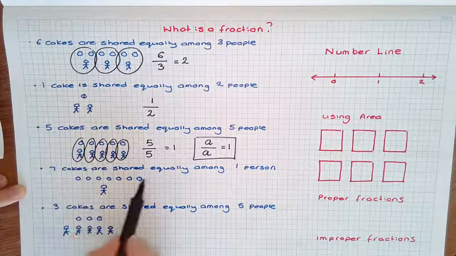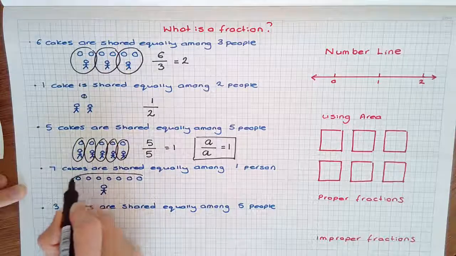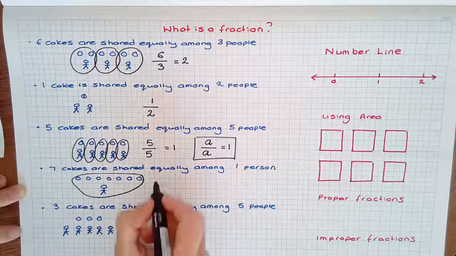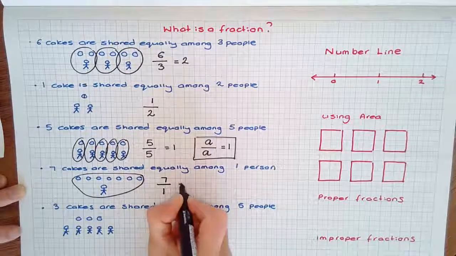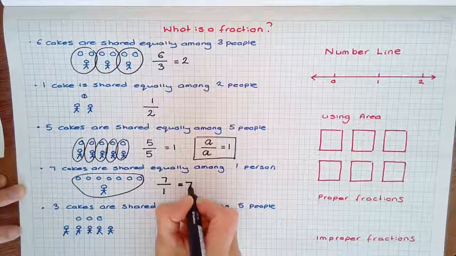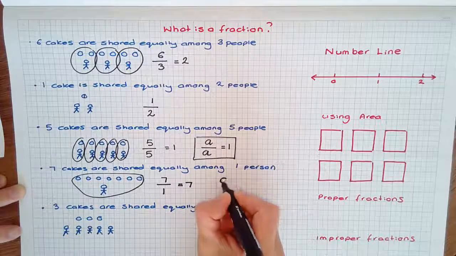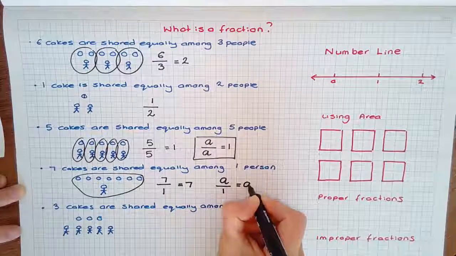Suppose 7 cakes are now shared equally among 1 lucky person. You can see that that person would get all 7. So that is 7 cakes are shared equally among 1 person. They would get all 7 cakes. And again, we can generalize to say any number of cakes shared among 1 person, that person will get all the cakes.